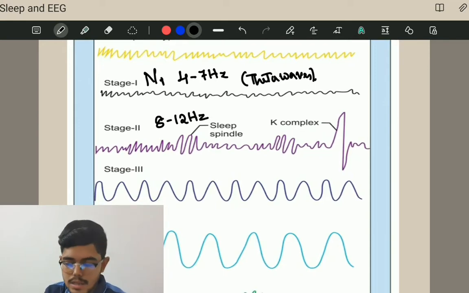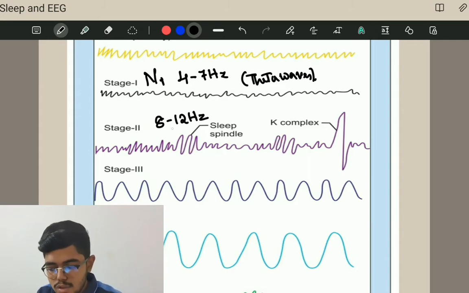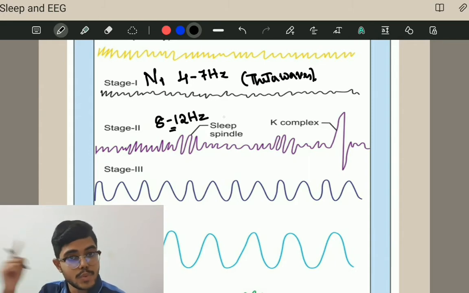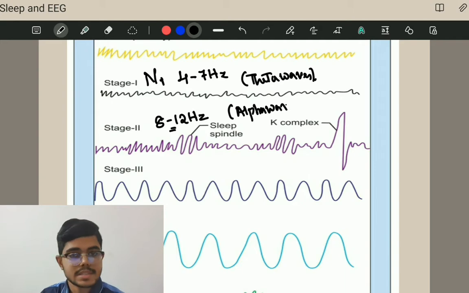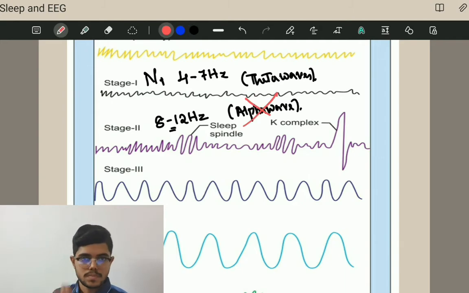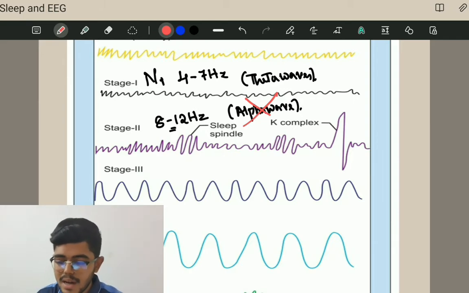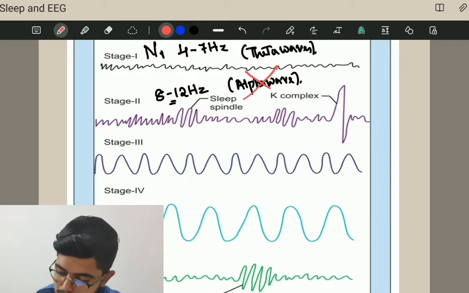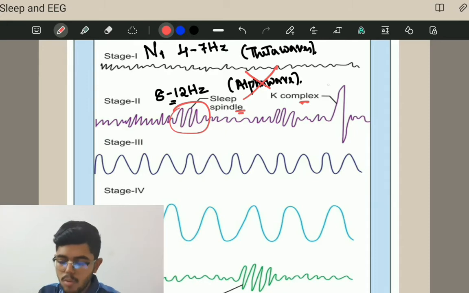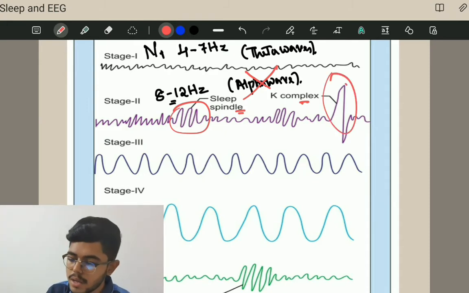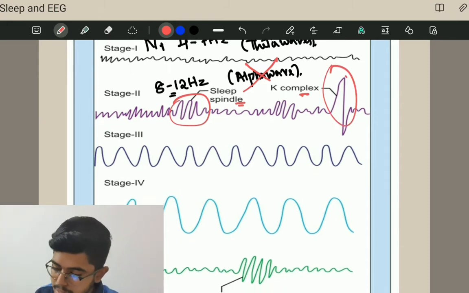Now just think, 8 to 12 hertz means what? Which wave have we talked about? Alpha waves. But here, alpha wave is not stage 2. Remember, alpha wave is not stage 2. But what does it contain here? It mainly contains our sleep spindles as well as K complexes. So you can see here the sleep spindle and then the K complex. Very simple.